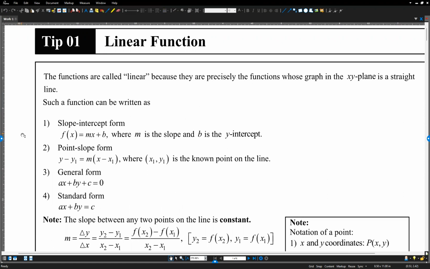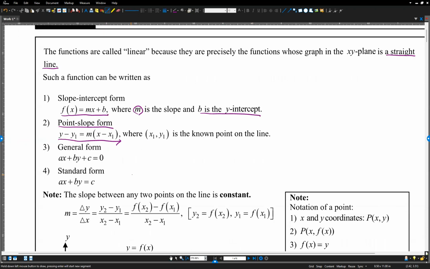You guys know this already. Linear means what? Straight line. In the XY plane, when you make a graph, it's gonna be a straight line. That is linear. f of x equals mx plus b. This is slope-intercept form. M is the slope, b is the y-intercept. Point-slope form, you guys know already, but actually in the SAT, we don't need the point-slope form.